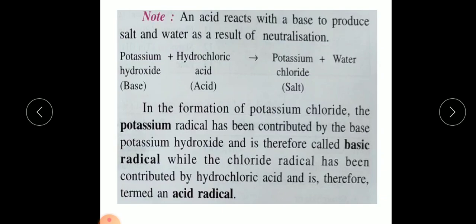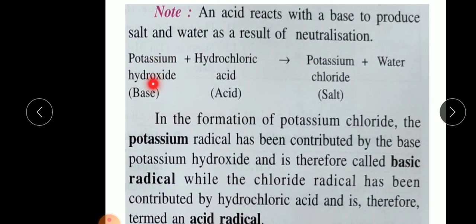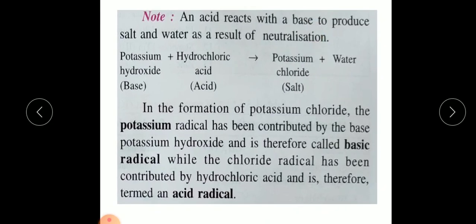Now we'll try to understand what are basic radical and acid radical. Note, an acid reacts with a base to produce salt and water as a result of a neutralization reaction. We studied in class 8 that when an acid reacts with a base, salt and water are produced. We have taken the same example: potassium hydroxide reacts with hydrochloric acid to give potassium chloride and water.